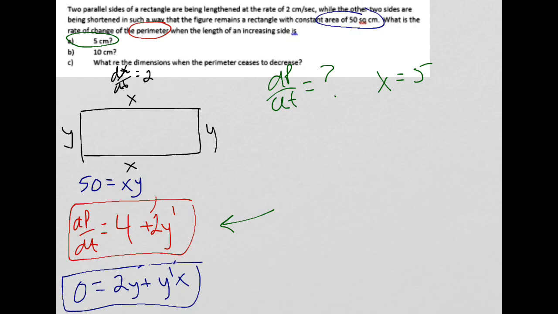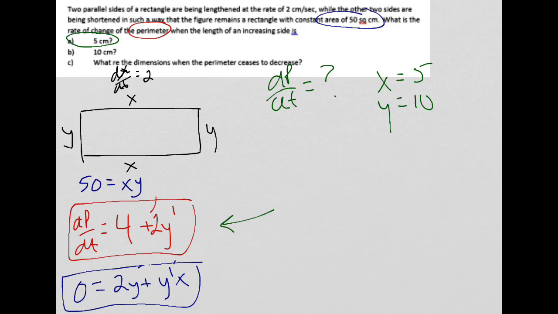So what I need to do now is just find y prime, because once I know what y prime is, then I can find dp/dt. That's what this equation here is going to help me do. It has a y prime in it, it has an x in it, and it has a y in it. Remember, 50 is the same as x times y. So think about it. I've got an area of 50. x is 5. What does y have to be? Well, y has to be 10.